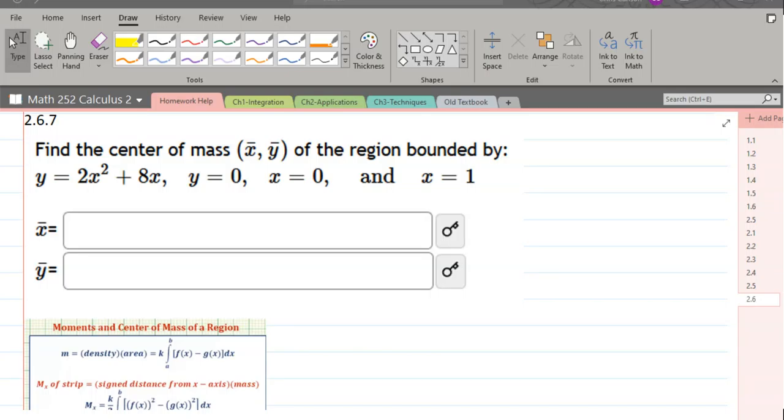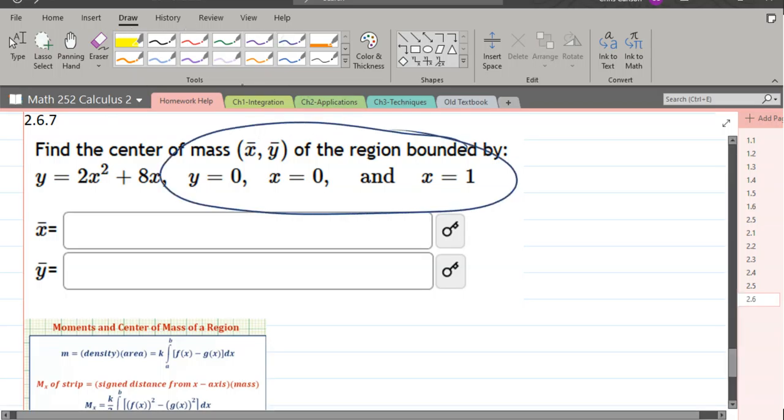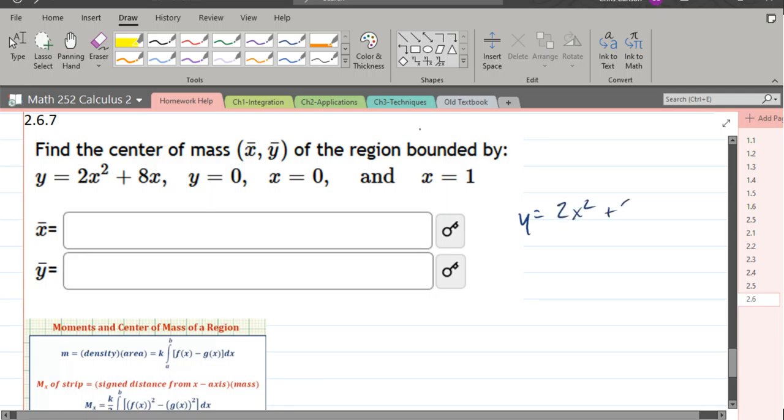We're about to find the center of mass of a region bounded by some curves. All these curves are lines, except the first curve is not a line. It's a quadratic. You can use Desmos to graph it, but I'm going to graph it by hand here. 2x squared plus 8x. We can definitely factor out a 2 and an x, and we're left with x plus 4.